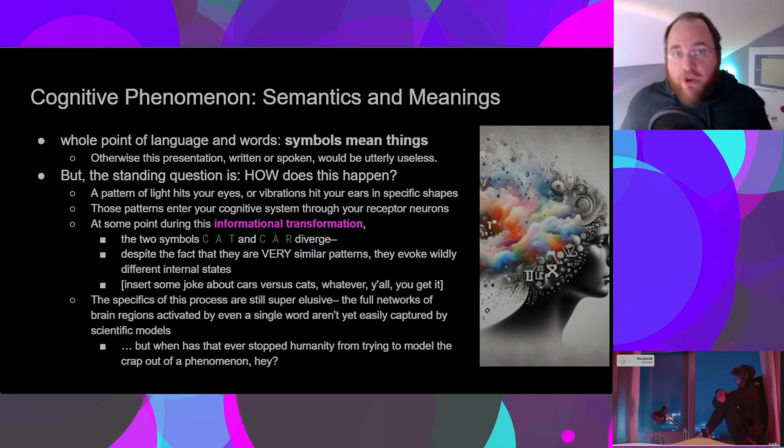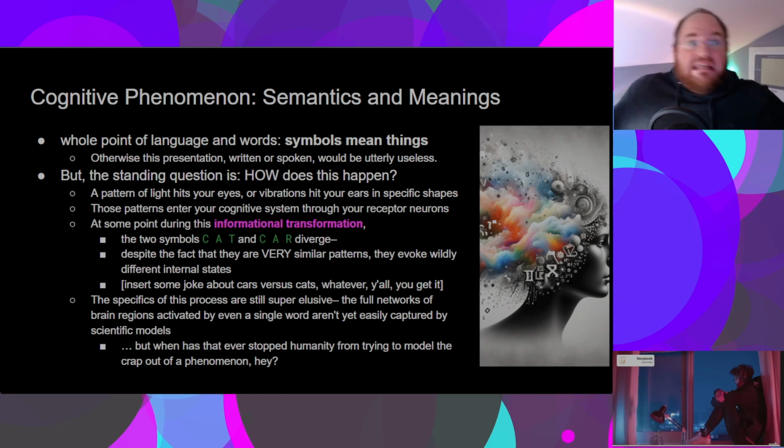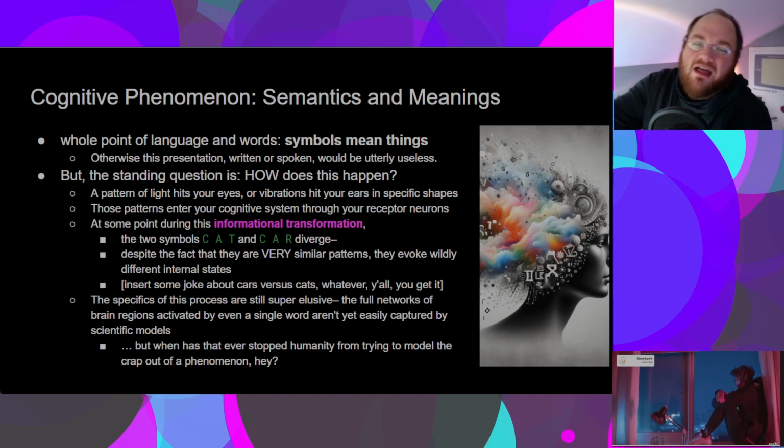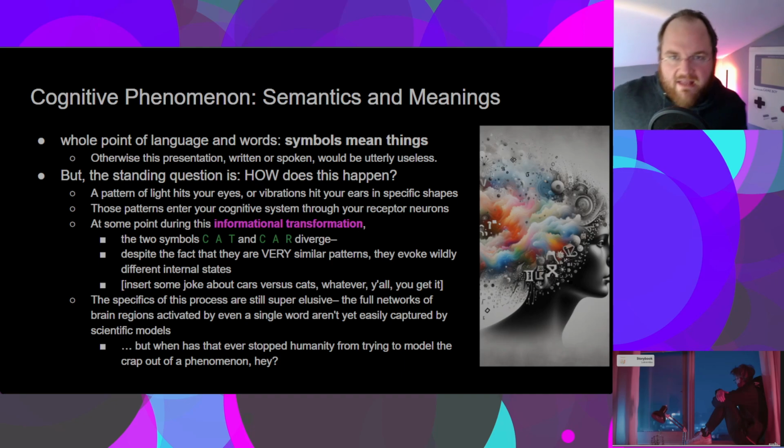This is the thing that we are great at, right? The whole point of language and words is that symbols mean things, right? Otherwise, this presentation, the written or spoken, there's no point to it. If none of this could mean anything, and it was just abstract symbols flapping about in the wind, what's the point, right? So, a pretty core understanding: semantics are real. They are things that we do. But the standing question, and this is one of many that, as always, none of them are solved, but a standing question of what the heck is the process, right?